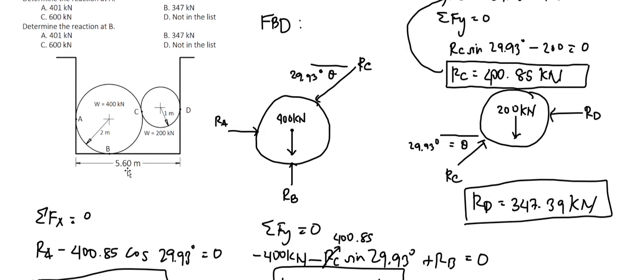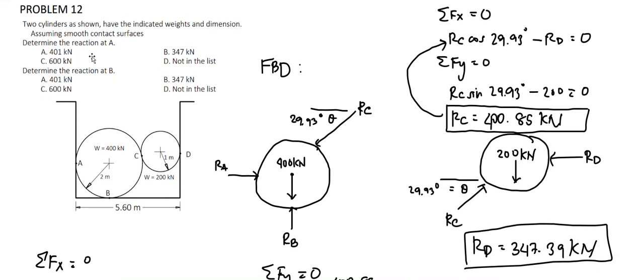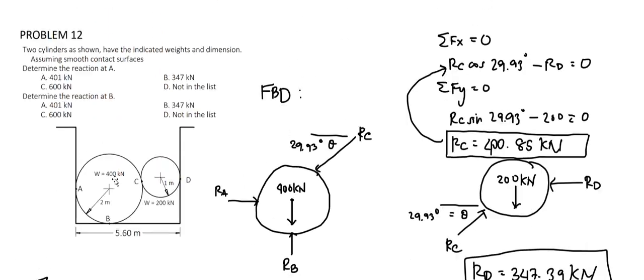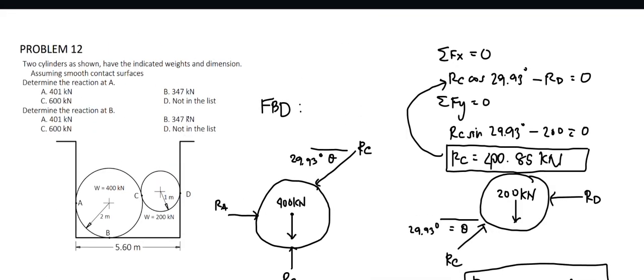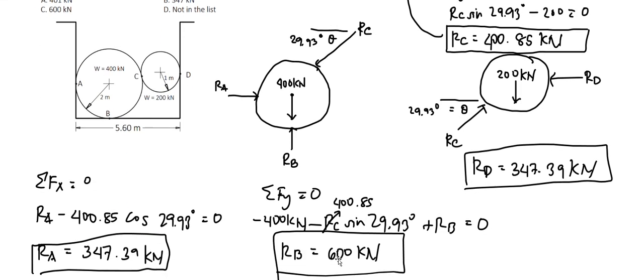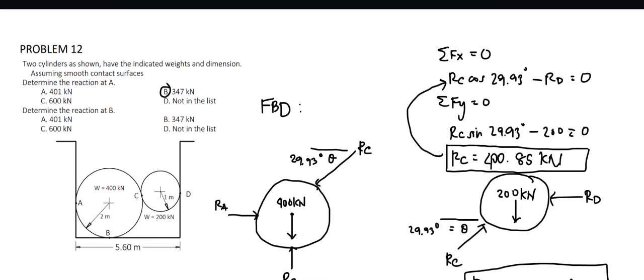Now we can solve our problem. So the reaction A is equal to 347.39, that is approximately equal to 347 kilonewtons. And for the reaction at B, we solve it, we get 600 kilonewtons. That is letter C. And that is our final answer.